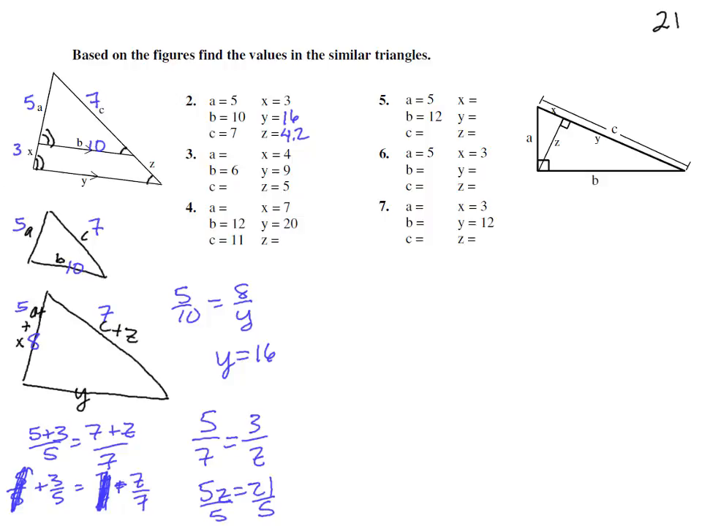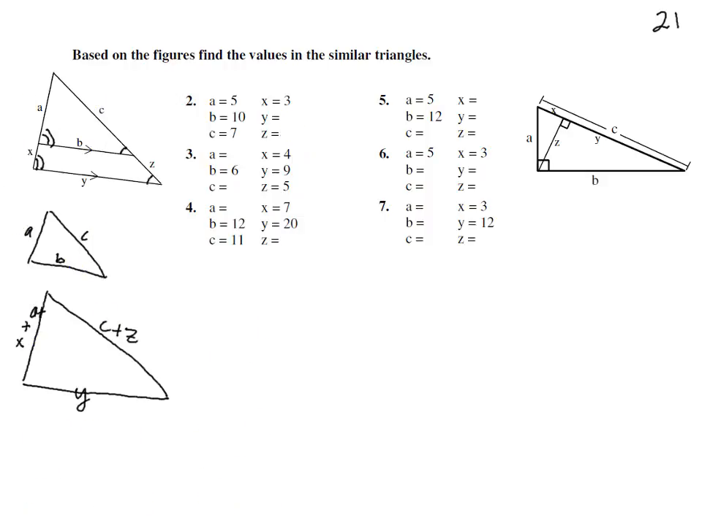Okay, there was number 2. Let's try number 3. We have A, we don't know. B is 6. Let's put that guy there. X is 4. I'm going to put this guy up here. Y is 9. And B is 6. And then Z is 5.